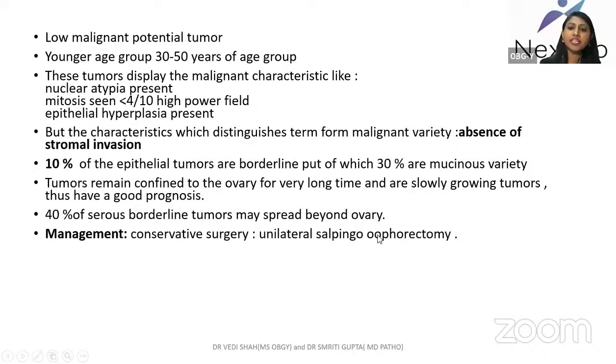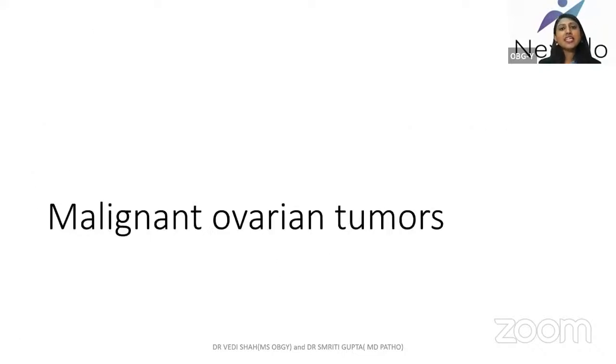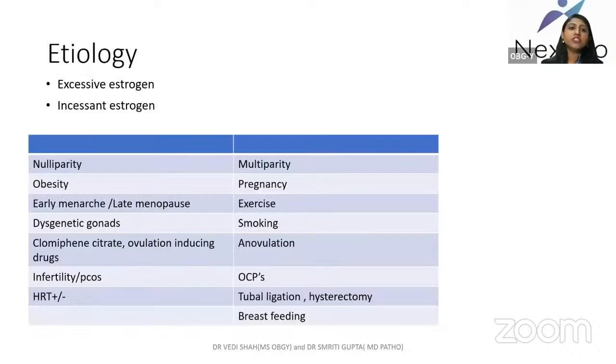That is, salpingo-oophorectomy needs to be done. Next, we talk about the malignant ovarian tumors, which is also going to show the stromal invasion and the metastasis to different organs. Now, if we talk about the etiology behind the development of this, it is the excessive exposure to estrogen inside the body, or endogenous estrogen.